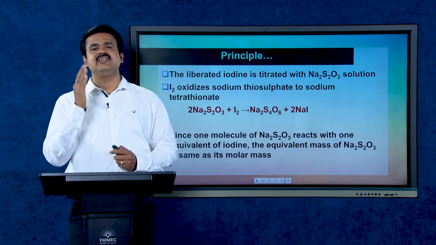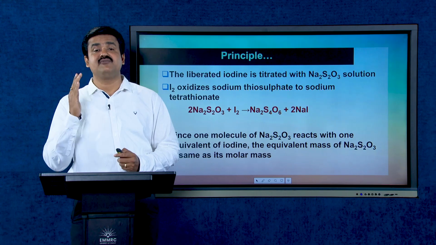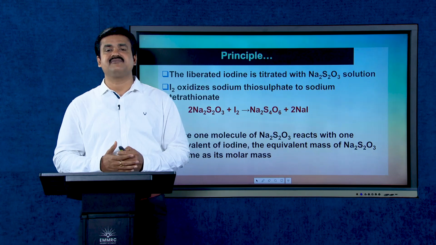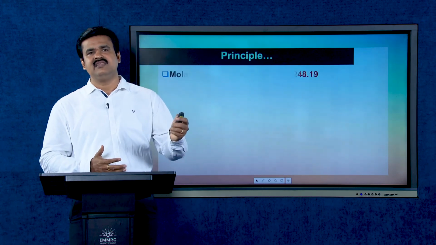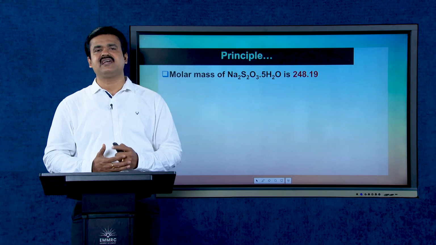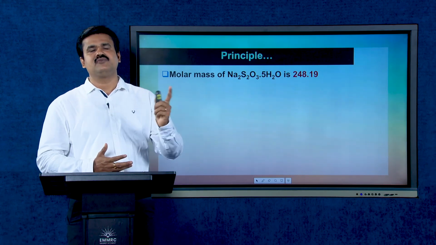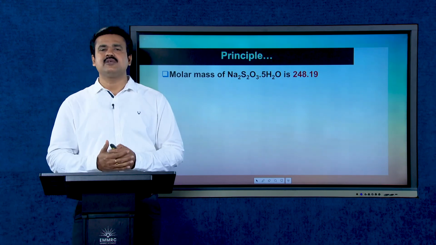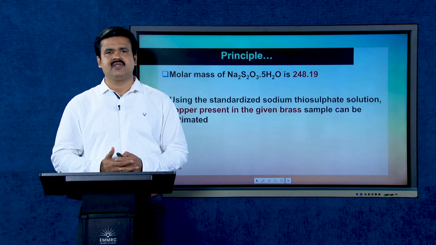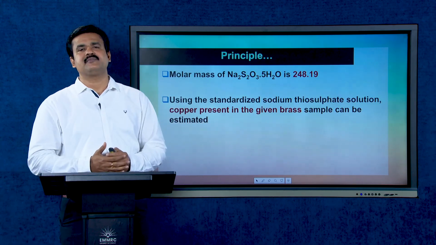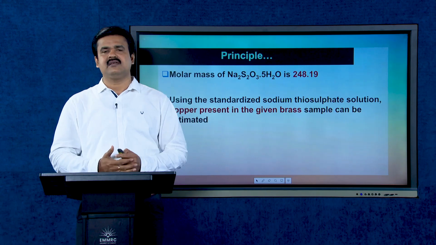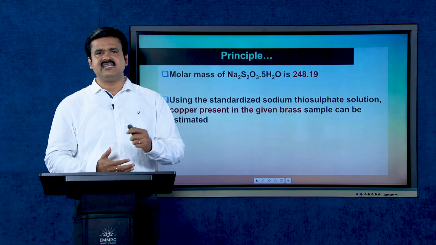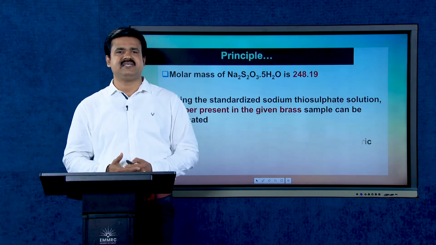But note that Na2S2O3 is commercially available in its stable form as Na2S2O3·5H2O. That is, sodium thiosulfate exists as sodium thiosulfate pentahydrate. The molar mass of sodium thiosulfate pentahydrate is calculated and it is equal to 248.19. Note that this molar mass is the same as the equivalent mass of sodium thiosulfate. Using the standardized sodium thiosulfate solution, which is already standardized using a standard solution of potassium dichromate, the copper content present in the given brass sample can be estimated.